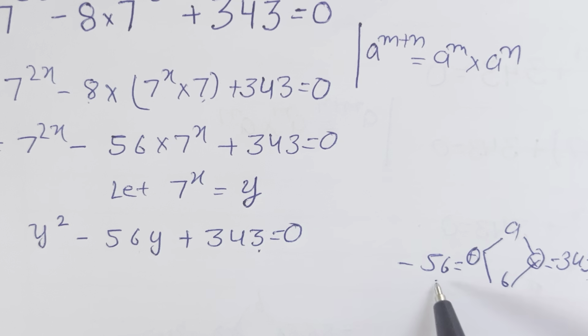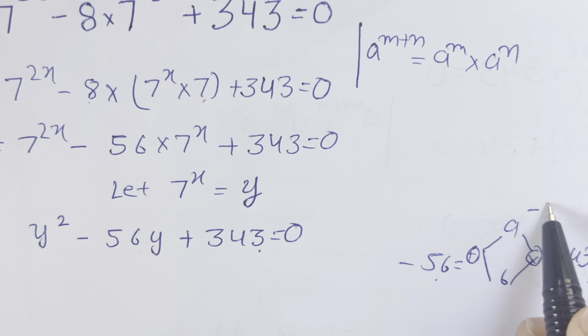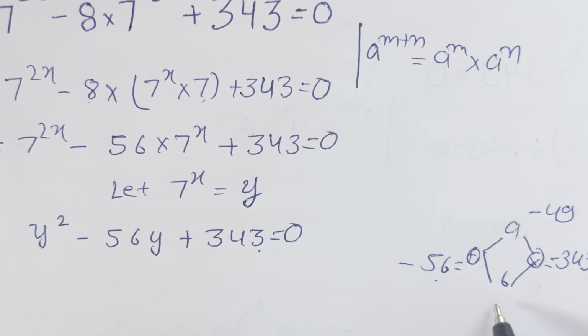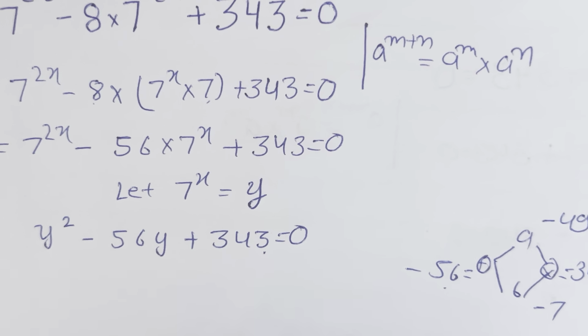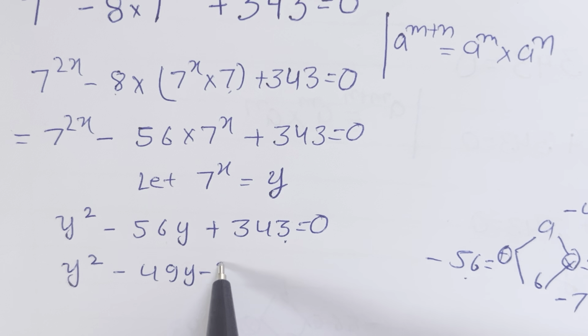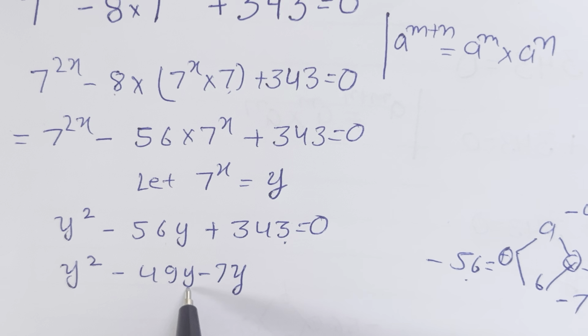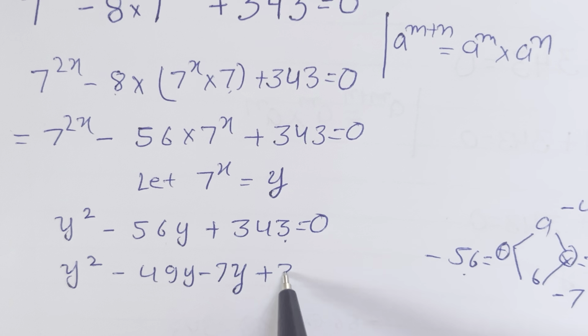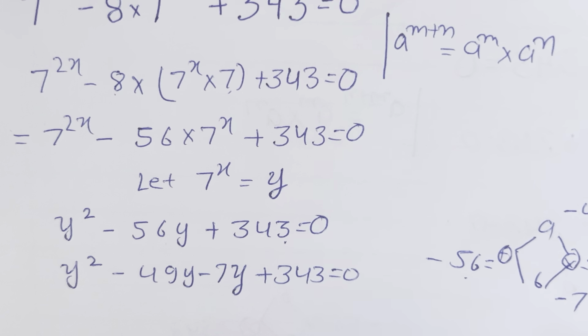So to satisfy this condition, we get one number as −49 and the second number as −7. Therefore, I will write this equation as y² − 49y − 7y + 343 = 0.